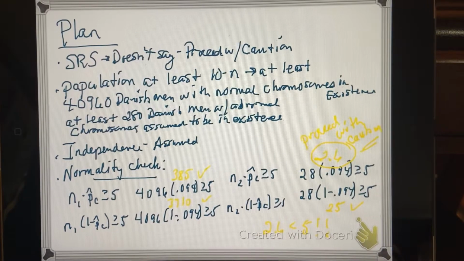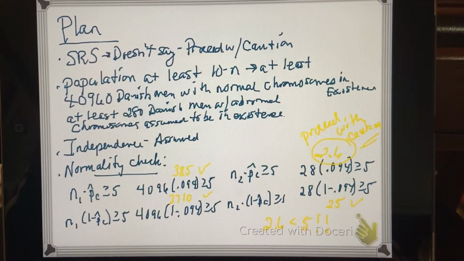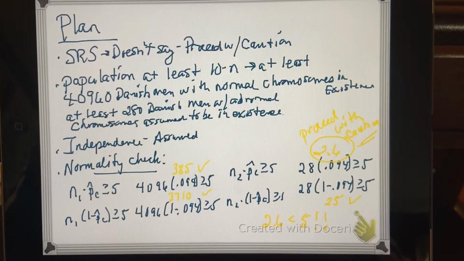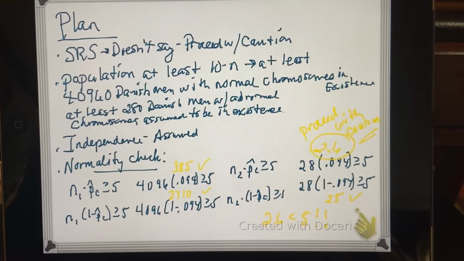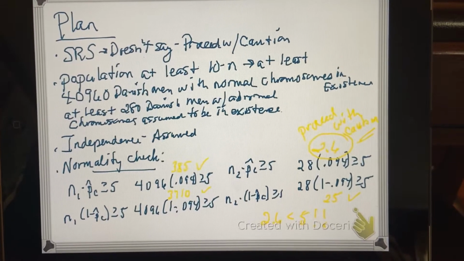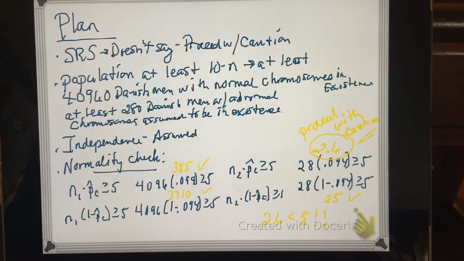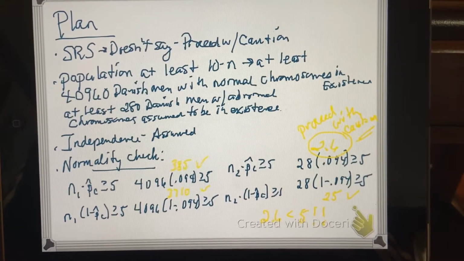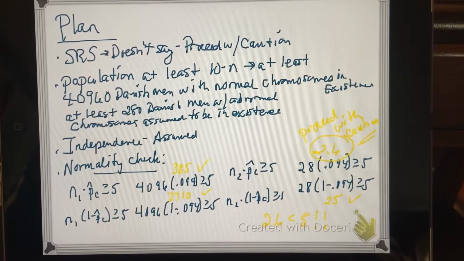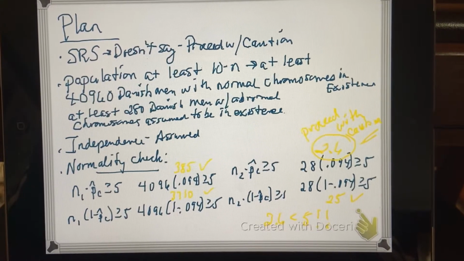Second thing is addressing the population being at least 10 times the sample size. I just have to note that it's 2 different samples, so I have to do the 10 times n for both samples. So I'm assuming that at least 4,960 Danish men with normal chromosomes exist, and at least 280 Danish men with abnormal chromosomes are assumed to exist.